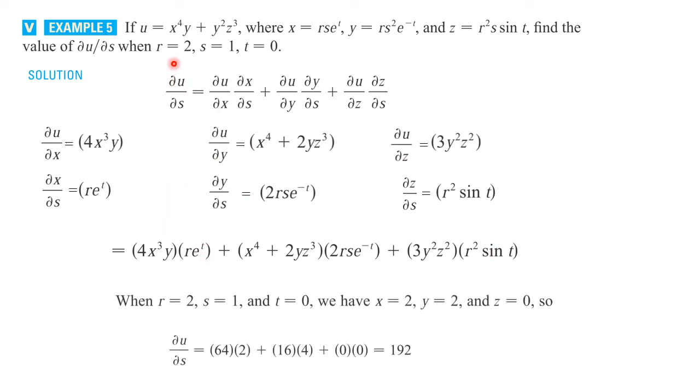Now we have r equal to 2, s equal to 1, and t equal to 0. Put all these three values in x, y, and z. Simplify these. We will have x equal to 2, y equal to 2, z equal to 0. So now we have 6 values: r, s, t, x, y, and z. Put all these 6 values in this equation, simplify, solve it, and we'll get 192 as the final answer.